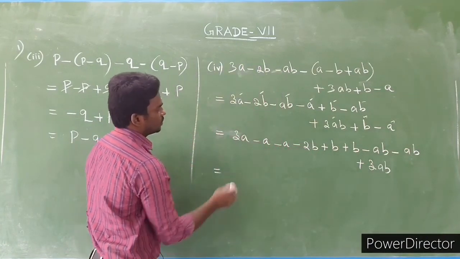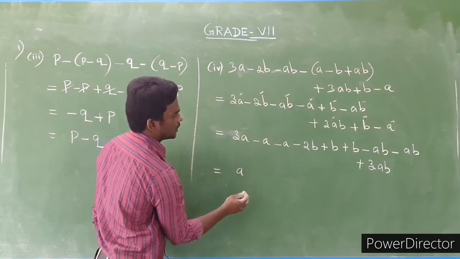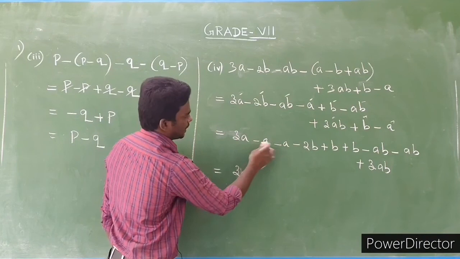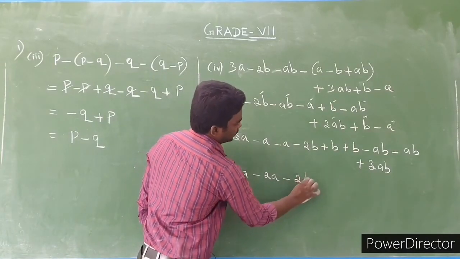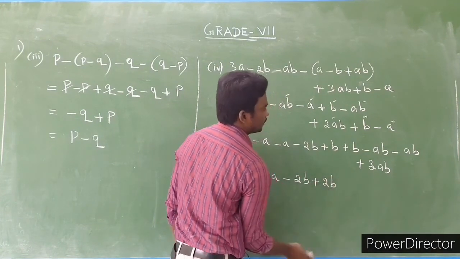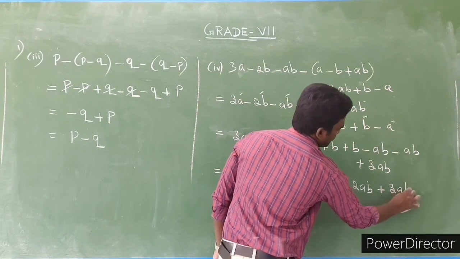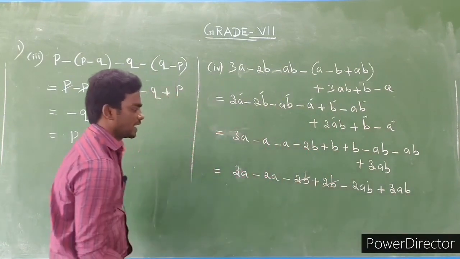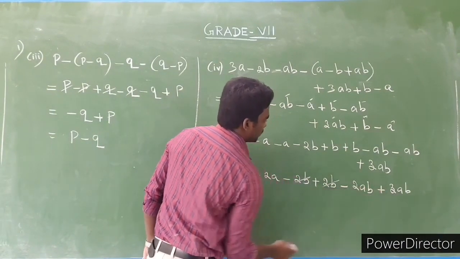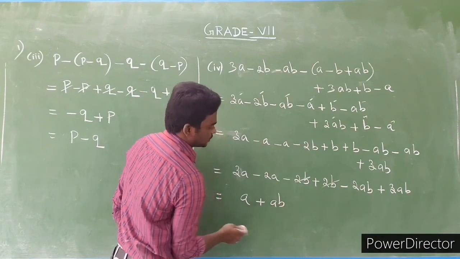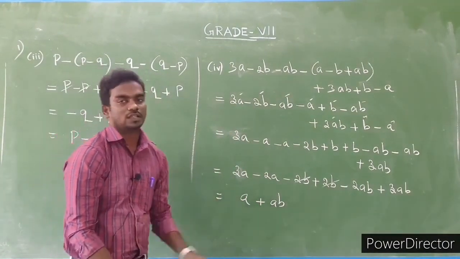So this is equal to 3a minus a. The value of 3a minus a is 2a, and 2a minus a is a. That means we can write 3a minus a, again minus a, as minus 2a. Next, minus 2b plus b plus b is plus 2b. Next, minus ab, minus ab is minus 2ab, plus 3ab is given. Here plus 2b and minus 2b is cancelled. 3a minus 2a value is a. Minus 2 plus 3 value is plus 1, so minus 2ab plus 3ab is ab only. The simplified form of this expression is a plus ab.